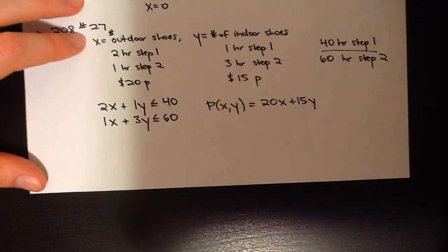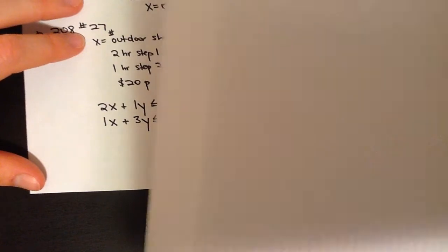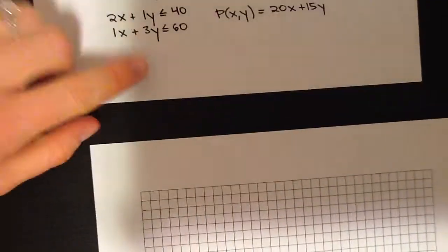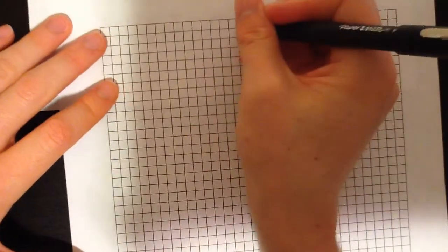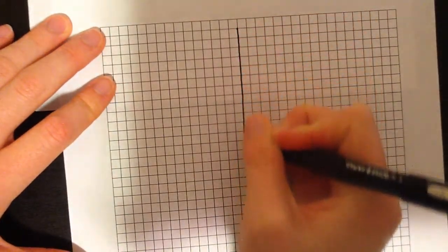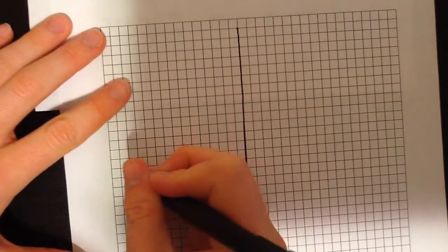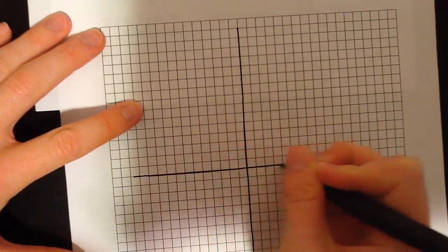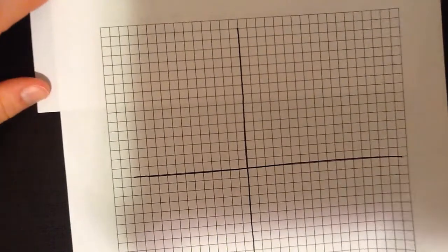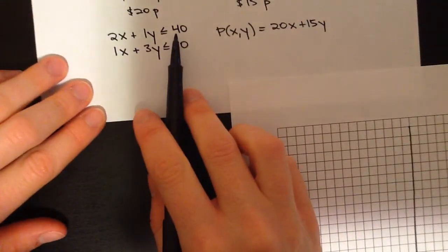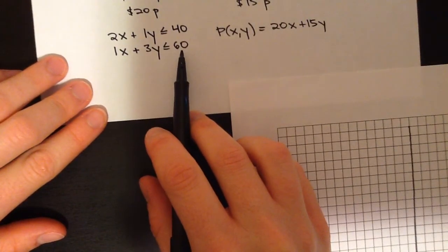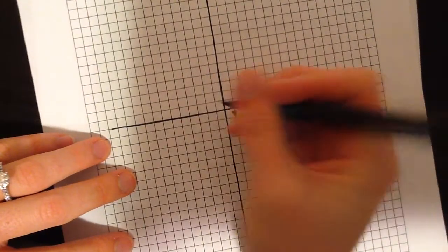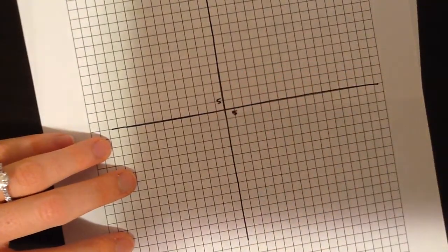So on your test, I will give you graph paper. So I'm going to use graph paper right now. We're going to plot these two inequalities, and then we're going to find the vertices, plug them into that equation. Okay, so for this, we've got 40, we've got 60. Let's scale everything maybe by 5. So the x-axis gets scaled by 5, the y-axis gets scaled by 5.